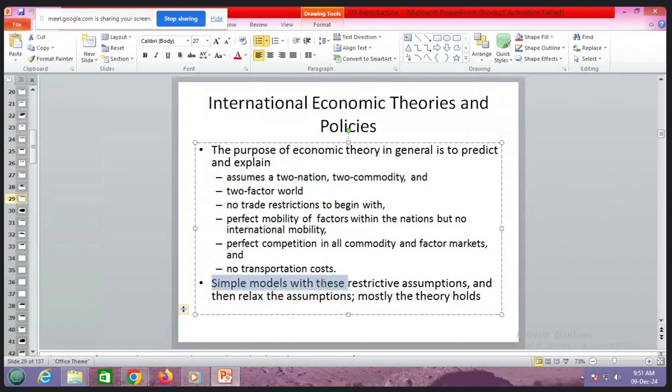So we start with simple models with these restrictive assumptions, and then we relax the assumptions one by one. That is, we start with a very basic model and then we say, okay, this model has a flaw, so let us relax one assumption and go to the next model. So all the models are interconnected. That's the reason why you should understand the basics, because without understanding the basics, it becomes very difficult to understand the next model, as each of these models is interconnected with the others.